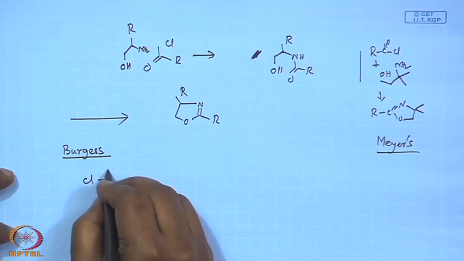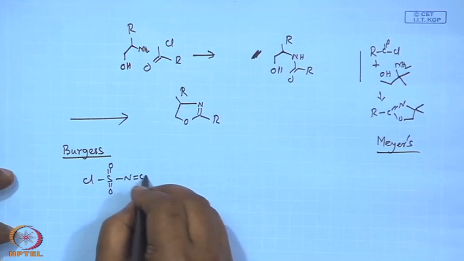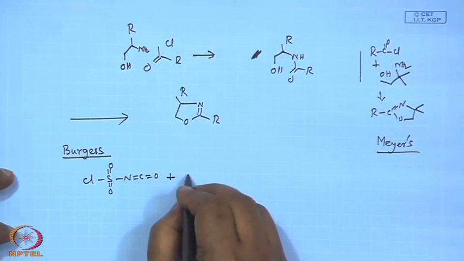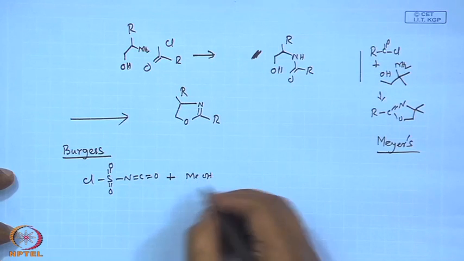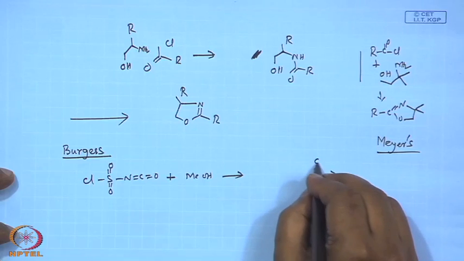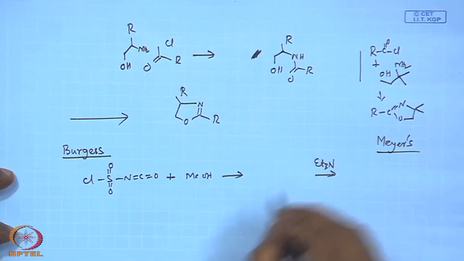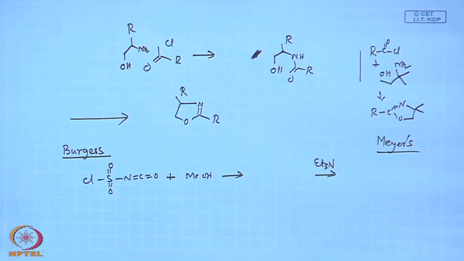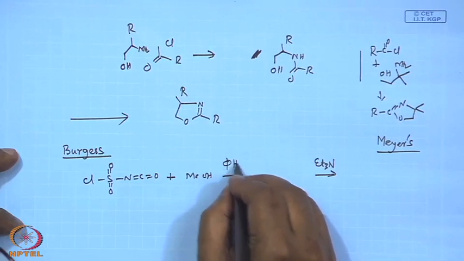It is nothing but a mixture of chlorosulfonyl isocyanate plus methanol. Okay, and then one more step, you get this solid. A nice light crystalline solid. It is nothing but a dehydrating agent. And what are the reactions? Actually, the solvent of course is benzene.